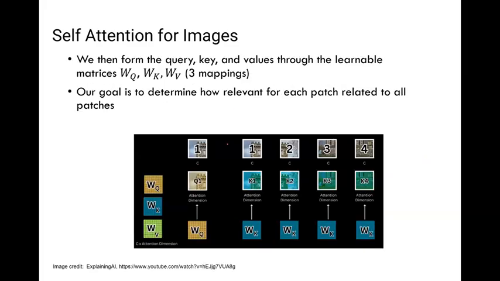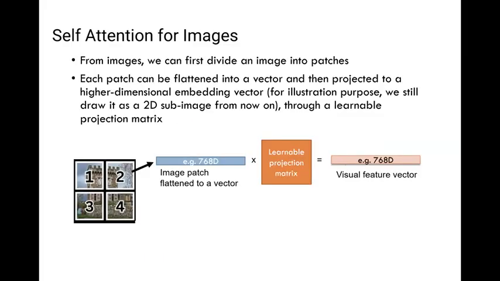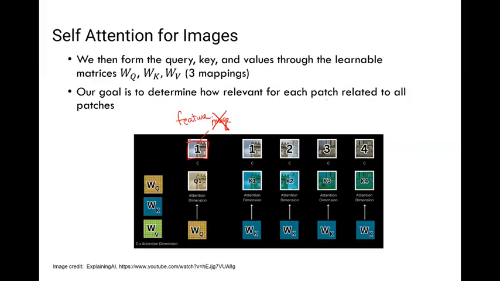So here, although I draw it as a picture, as a sub-image or patch, even though I draw it this way, it is not an image. It is actually the feature. I just draw it as an original patch for illustration purposes, so I still keep the image. So these are feature vectors, just like the embedding vectors for the text case.